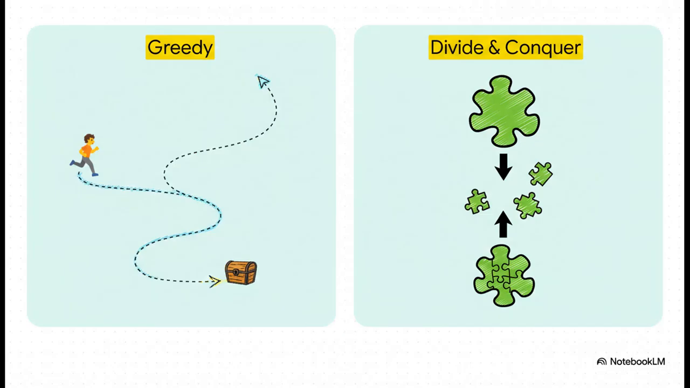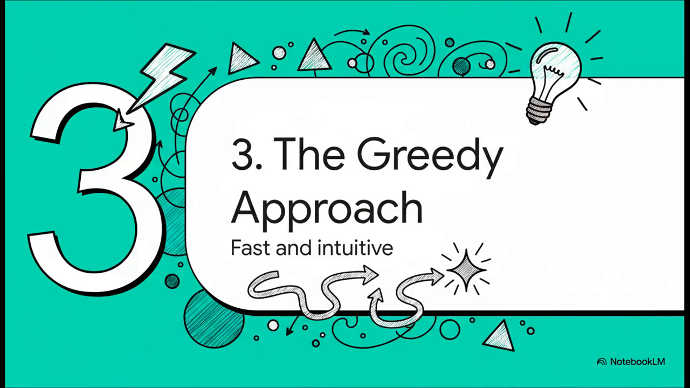So on one side, you have the greedy approach. This strategy is all about living in the moment. It makes the best possible choice right now, without even thinking about the future. And on the other side, you've got divide and conquer. This one's the methodical planner. It takes a huge, scary problem, breaks it down into smaller, bite-sized pieces, solves those, and then puts it all back together.